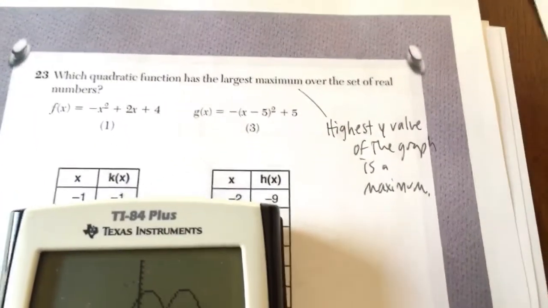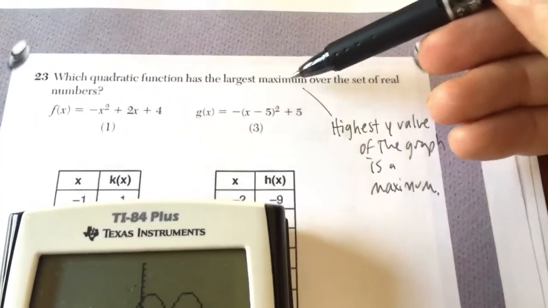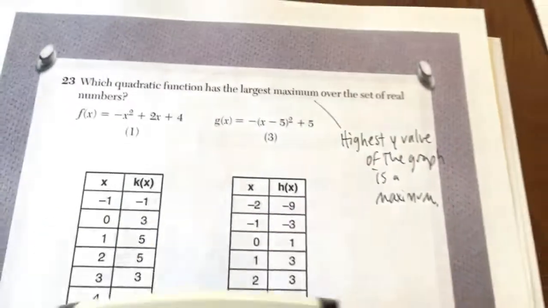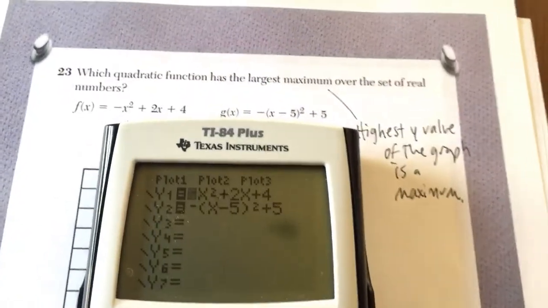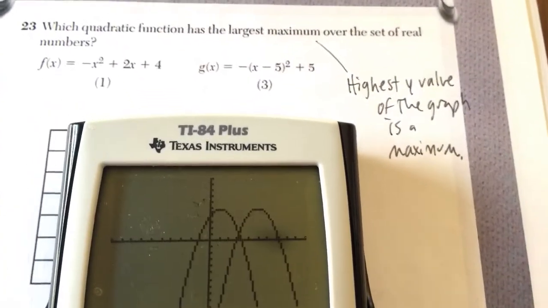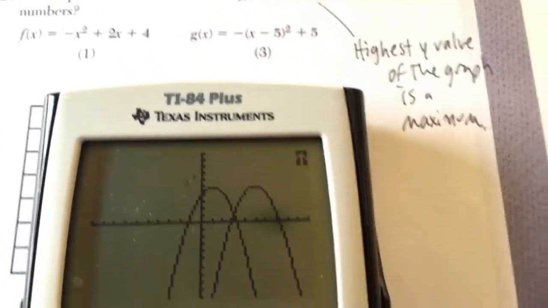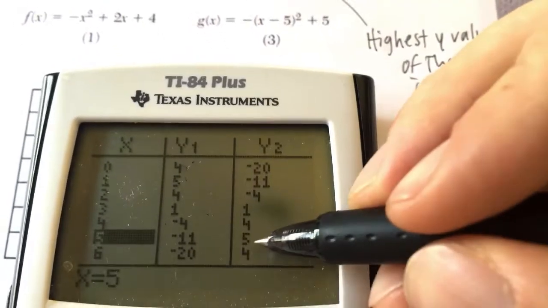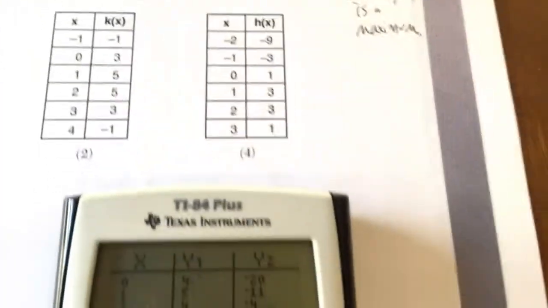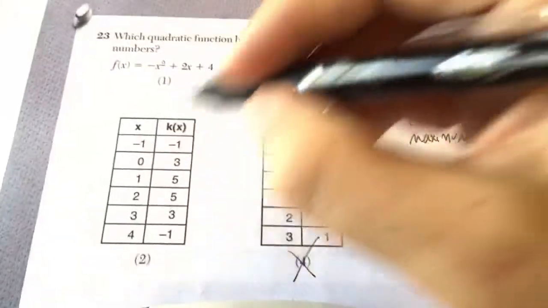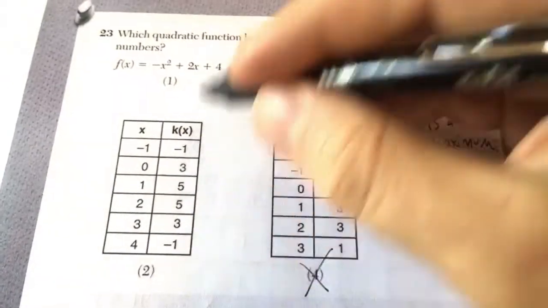For number 23, which quadratic function has the largest maximum? Well, the maximum is the highest y value of the graph. I put both of choice numbers 1 and 3 in my calculator, and when I graph, this is what I get. If you notice, both of their maximums occur at 5. The maximum of choice 4 is like 3-ish, so that's definitely not it. Well, how can I do this if all 3 of these are 5?